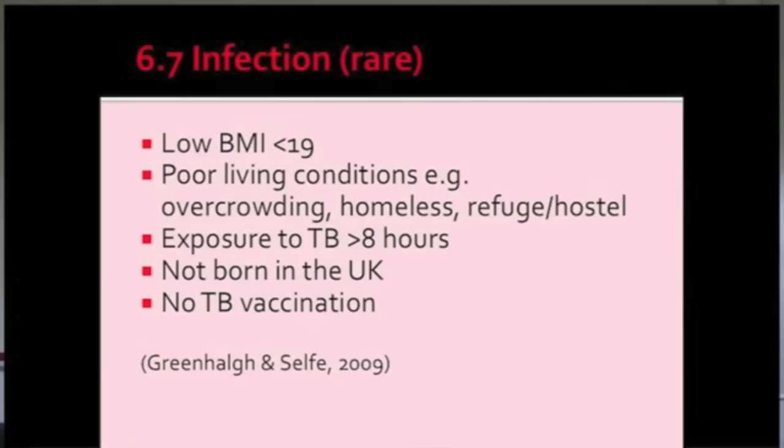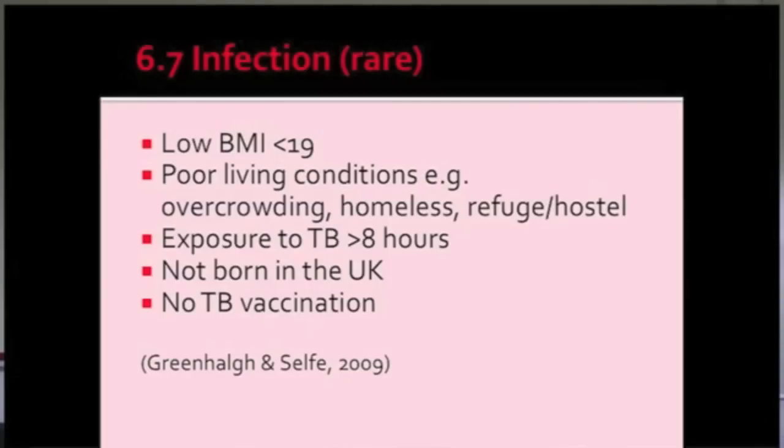Other things that might help you think about infection are patients with very, very low BMIs, a BMI of less than 19. People with that level of BMI tend to be more prone, more susceptible to developing infection. Poor living conditions, overcrowding, homelessness, refuges, hostels, people living in those kinds of conditions may well be more susceptible to infection.